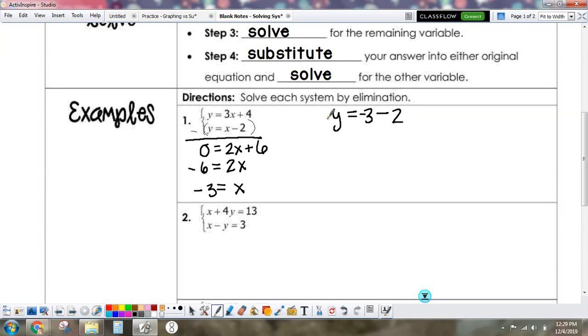So I plugged in my negative 3. I'm subtracting 2. y equals negative 3 minus 2, which means y equals negative 5. Now these two numbers here are my ordered pair. So my solution is negative 3 comma negative 5.